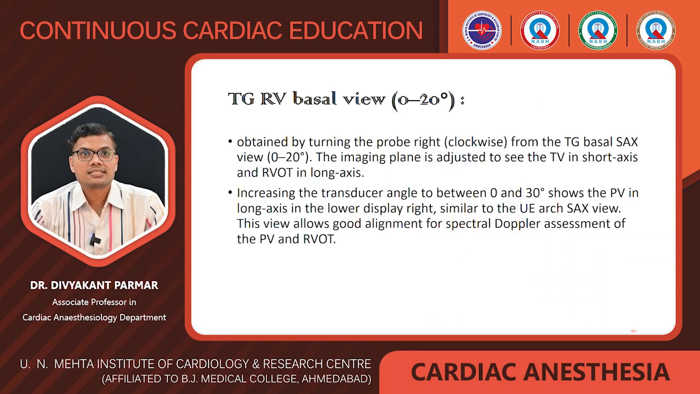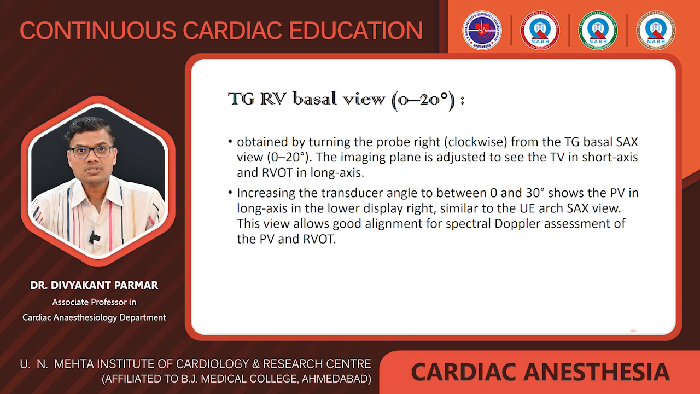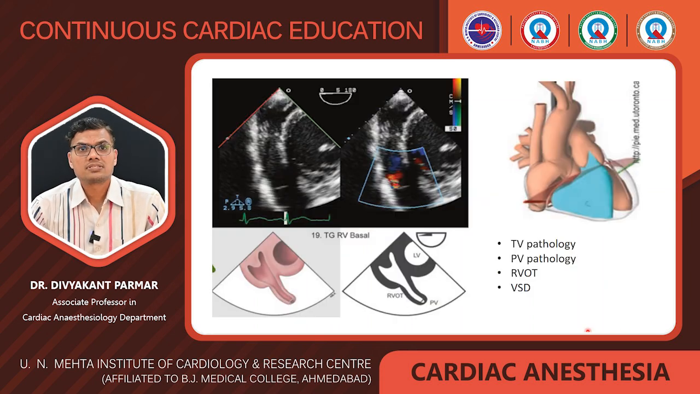Coming to the transgastric RV basal view. We can get this view by turning the probe to the right side, that is clockwise, from the transgastric basal short axis view. And this is the transgastric RV basal view.